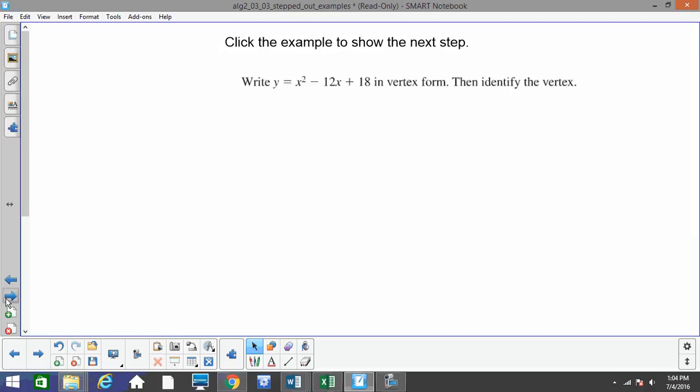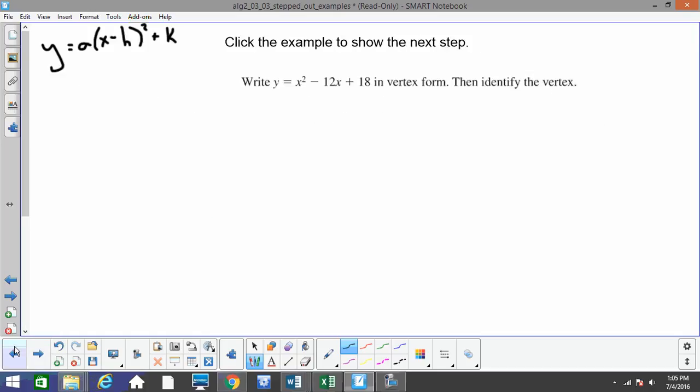All right. On this one, we've got y equals x squared minus 12x plus 18, and we want to write that in vertex form. And hopefully you remember vertex form is y equals a(x minus h) quantity squared plus k, where (h, k) is the vertex. You should definitely remember that.